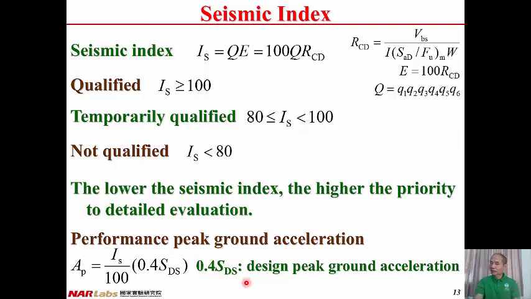SDS is the designed peak ground acceleration of the building, and IS is the seismic index of the building. If IS is 100, then the performance peak ground acceleration AP just equals 0.4 SDS. If IS equals 80, then AP is 80% of that. If IS equals 120, AP, the performance peak ground acceleration, is 1.2 times that. Therefore, AP can be calculated by this equation: AP equals IS divided by 100 times 0.4 times SDS.